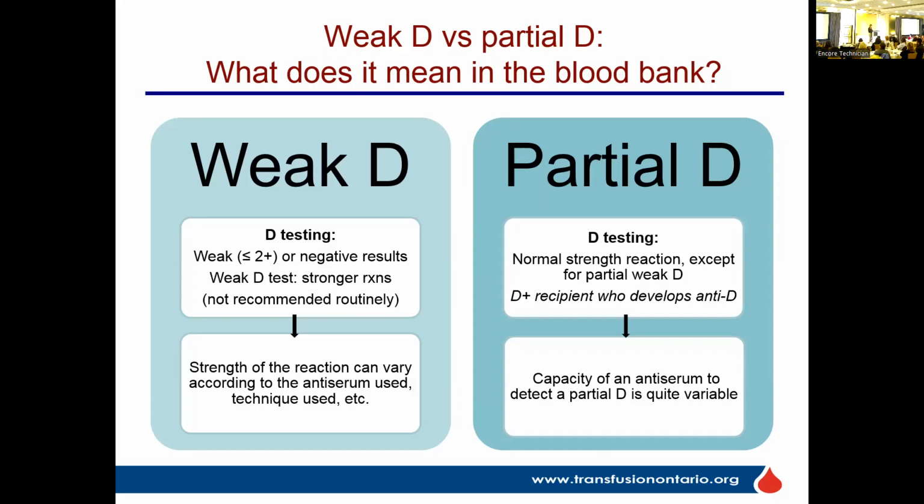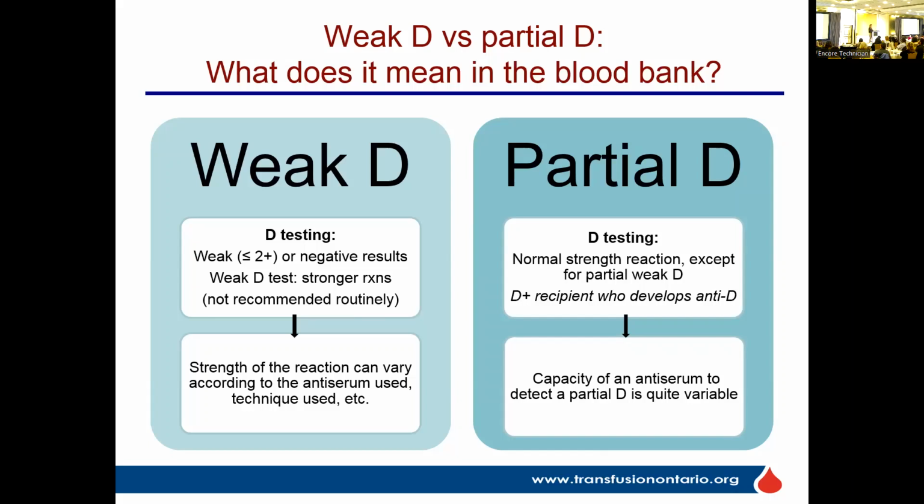For the partial D, historically, you would find a normal strength reaction. So the patient would type as 3+ or 4+, and you would say that patient is D positive. But if this patient is exposed to a normal D, either through a blood transfusion or pregnancy, then there's a potential for forming anti-D. So historically, those patients would be typed as D positive and come back later, and we would find an anti-D. Because they are at risk of forming antibody, we should transfuse them as D negative.